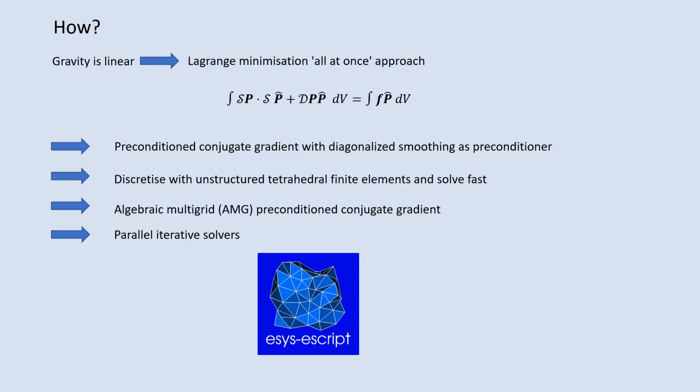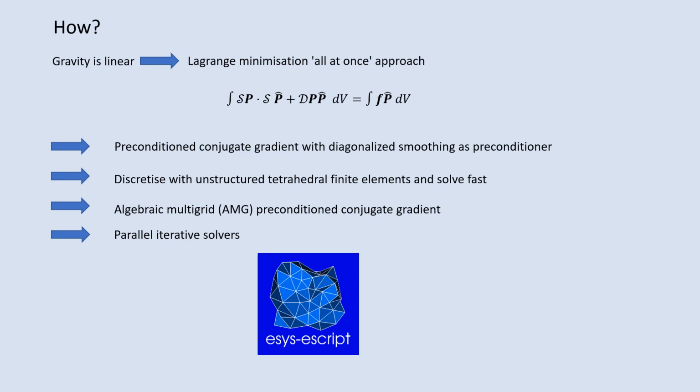The method is the same as for gridded data, the preconditioned conjugate gradient method. We only need to use the diagonal elements of matrix S, the regularization, as the preconditioner, which reduces computational costs considerably. Once we have these equations, we discretize the problem, and the discrete equations are solved with algebraic multigrid preconditioned conjugate gradient. Again, with ESCRIPT and the lovely parallel iterative solvers.